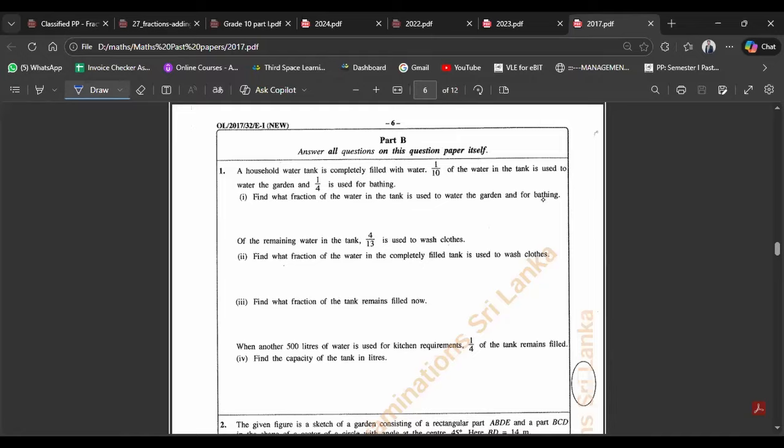So for garden, it's going to be 1 over 10. And for bathing, it's going to be 1 over 4. Simply, you have to add these two fractions. Simply the basics, isn't it?